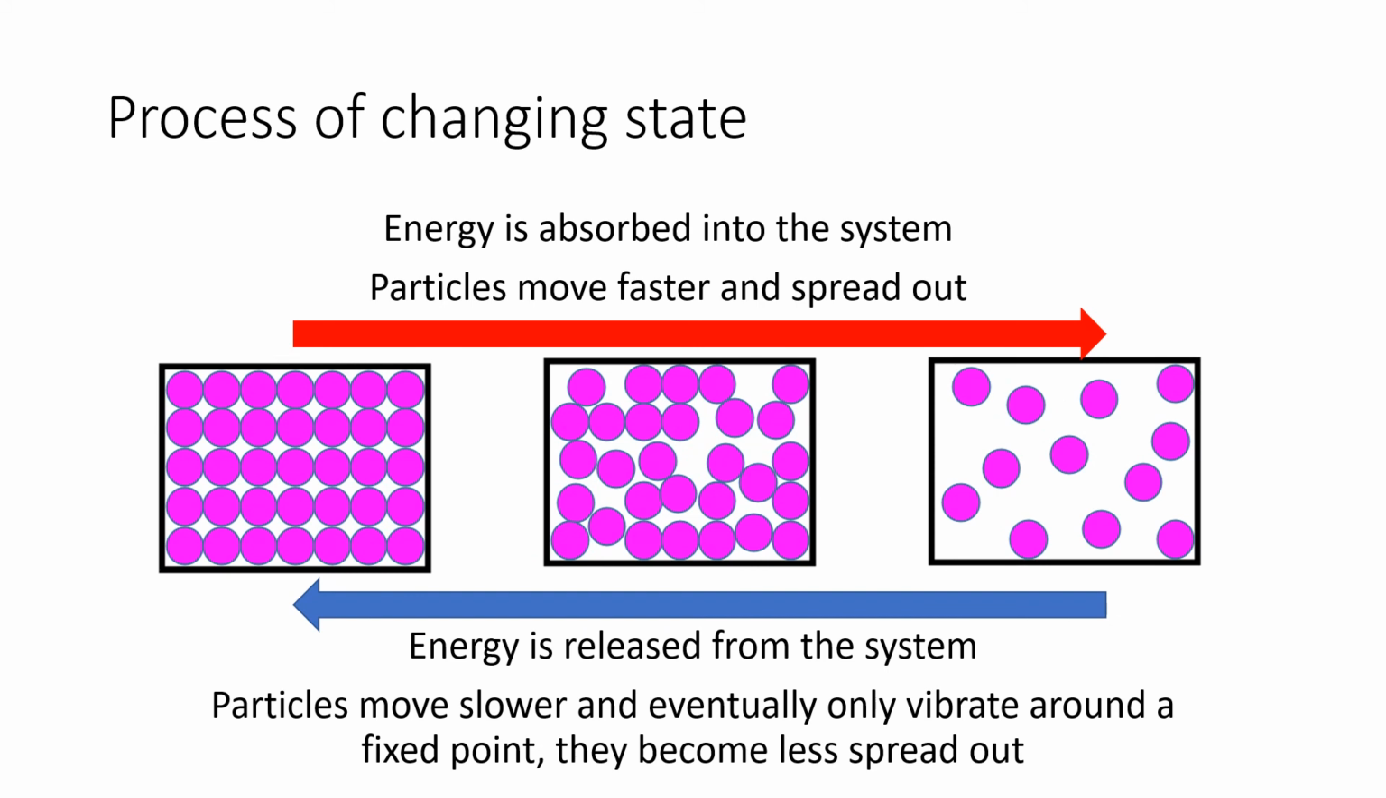Remember, when we're talking about changing states, we talk about either energy being absorbed into a system or energy being released from a system. If energy is being absorbed by a system, we have an increase in the internal energy of the particles, so the particles move faster and spread out more. If energy is released from the system, the particles move slower and eventually get to the point where they're only vibrating around a fixed point. They also become less spread out and more organized and regular in pattern.